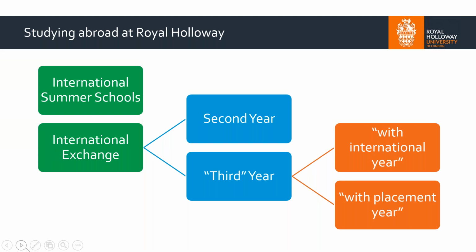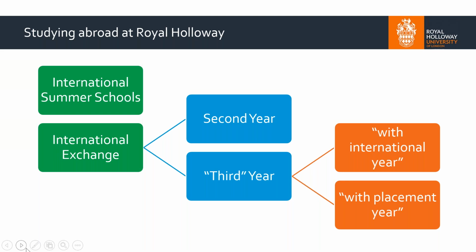The first way is to study abroad for your second year of university. That would be something that you would apply for at the end or in the middle of your first year, and you would take your entire second year away. Or you would study in your third year abroad. I've put third year in quotation marks because this is the year that is between your second and third year of university study. So it's your third year, and then you would return to university for a fourth year, therefore turning your degree into a 4-year degree.